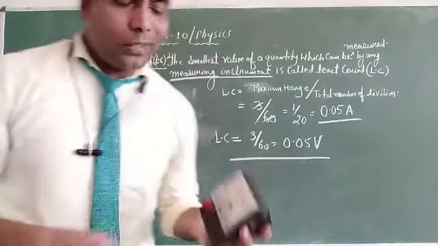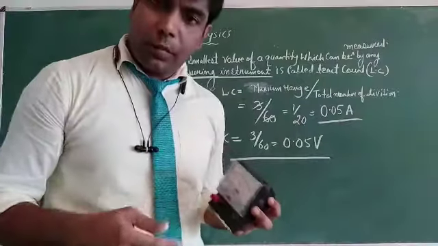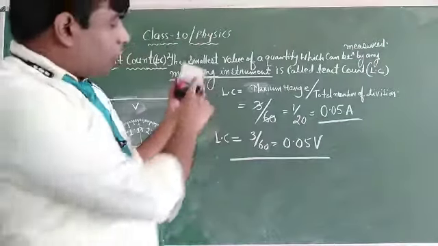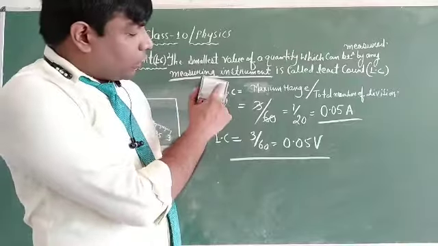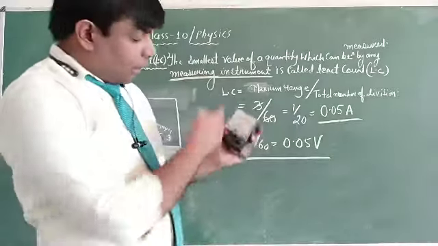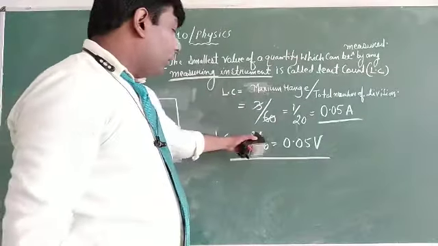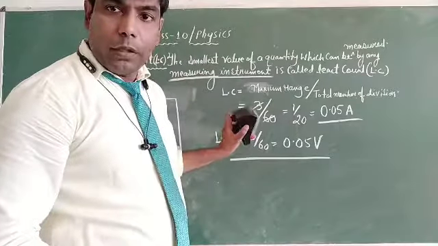It is not necessary that for all instruments it will be 60. But the formula says that you just have to see what the maximum range is. If it is 10, then you write 10 here, and the number of divisions is 50. You have to divide 10 by 50. This is the formula of the least count.